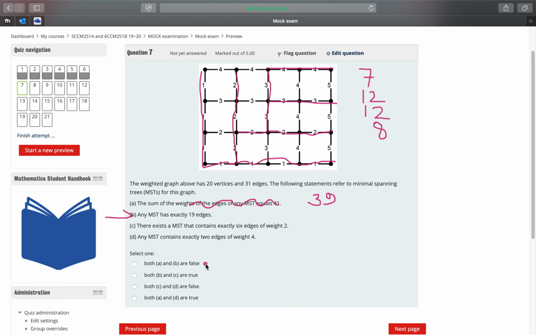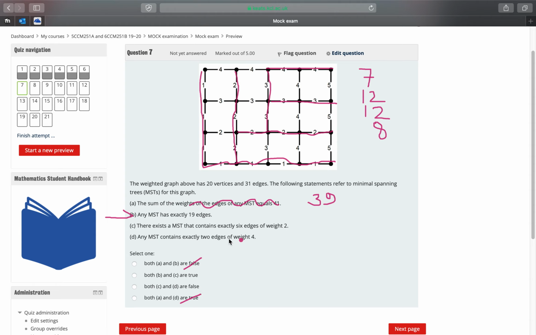So this is no good. This one could be okay. We haven't got to C and D yet. A and D are true. That's not correct because A is false. So we still have 2 to decide between.